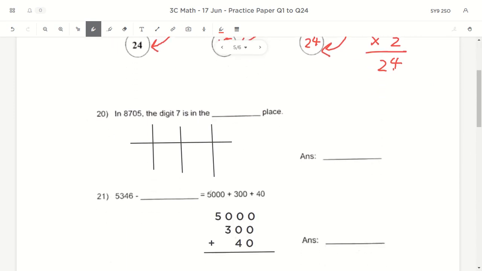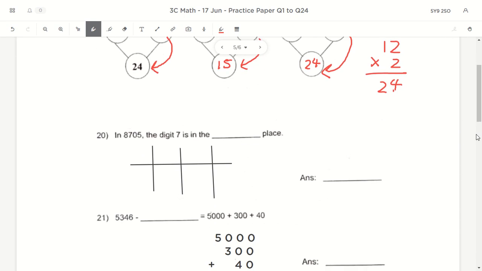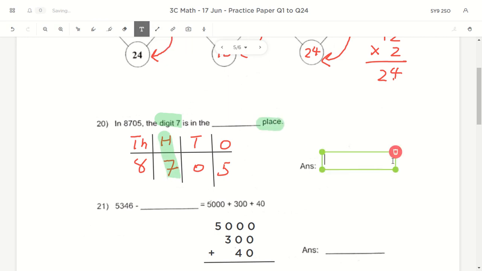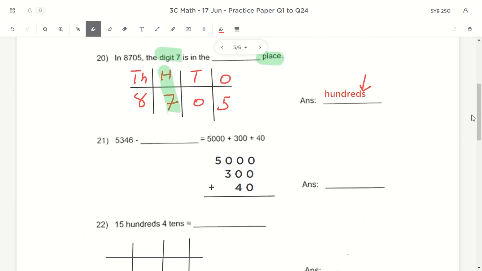Over here, 8,705. So again, use a place value chart. A lot of place value charts here. Ones, tens, hundreds, and thousands. 8,705. They're asking you for the digit 7. Digit 7 is here. What is the place? The place is hundreds. They're asking you for place, so you must put the S at the back. This S is very important. Hundreds, with the correct spelling. Question 21.